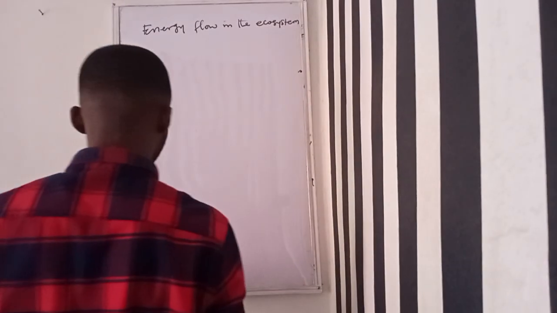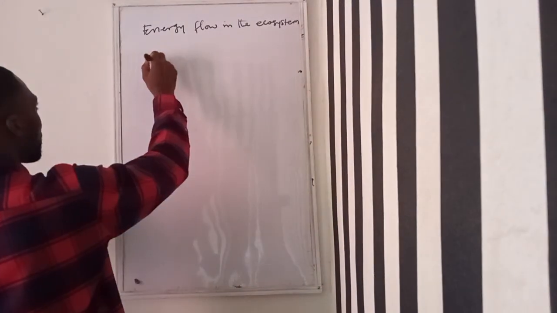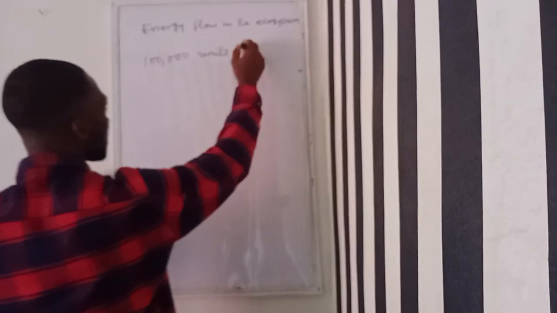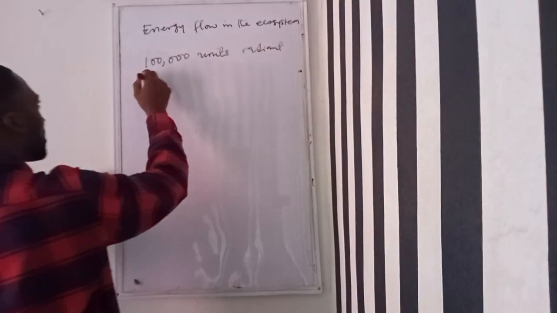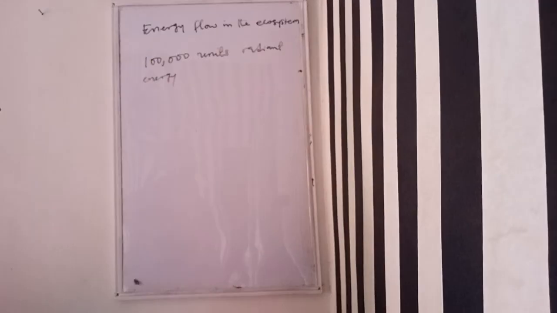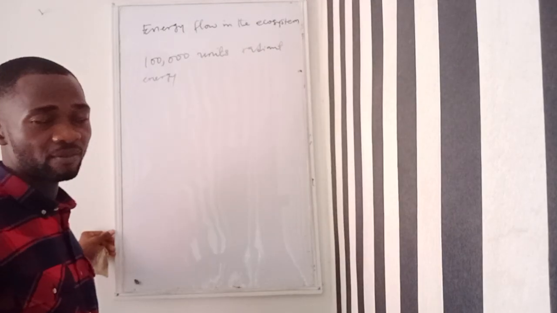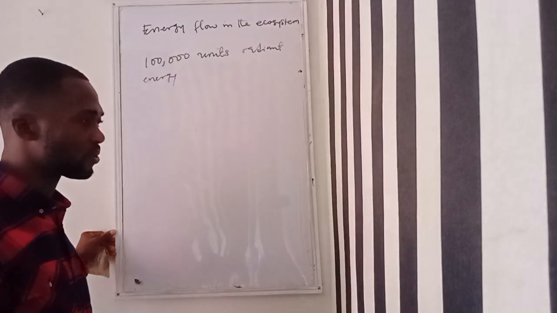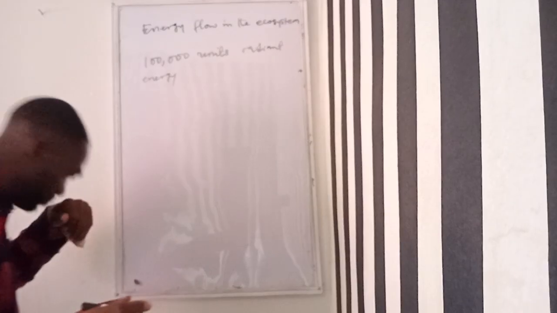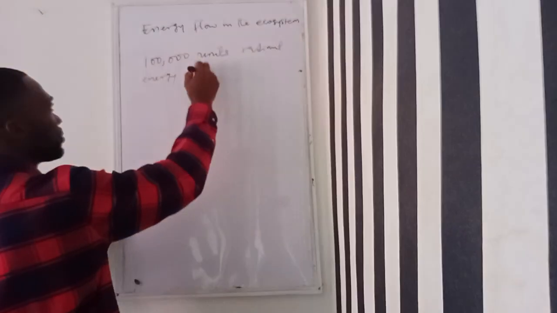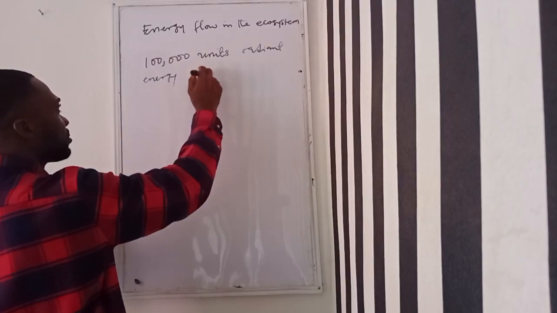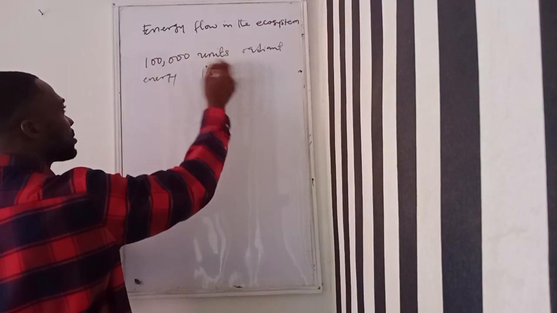So let's take for instance that we have 100,000 units of radiant energy. Now, out of this 100,000 of radiant energy, of course, you know that the plant cannot absorb all the radiant energy. It's not possible. Some are even reflected back to the atmosphere. So let me assume that the green plant absorbed usually 1% of this radiant energy.